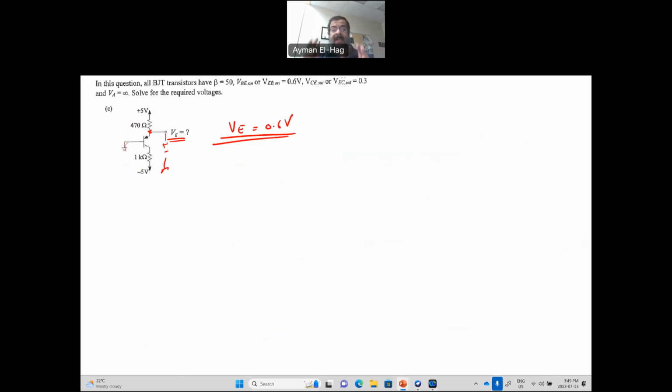So these are some examples of how you do the calculations for DC bias of transistors. We will move on and solve more questions about BJT transistors. We'll talk about more bias questions, and when we have the transistor acting as an amplifier, or AC analysis, how we can handle this.